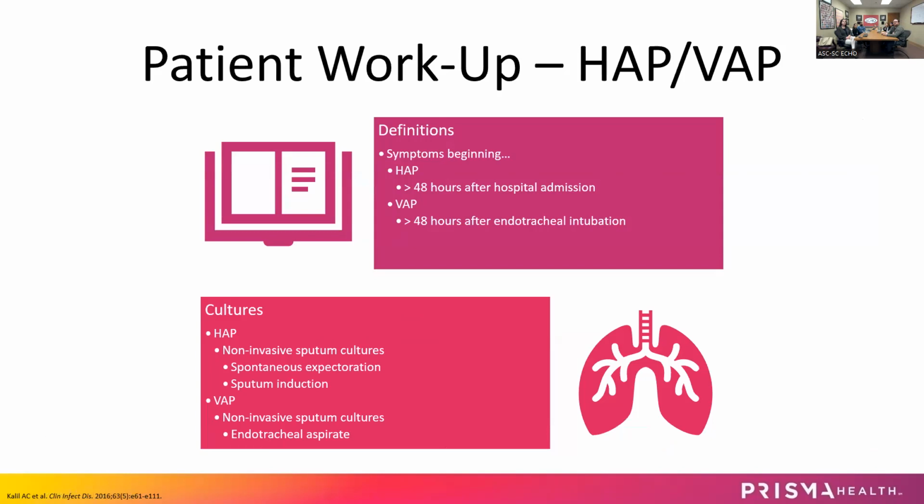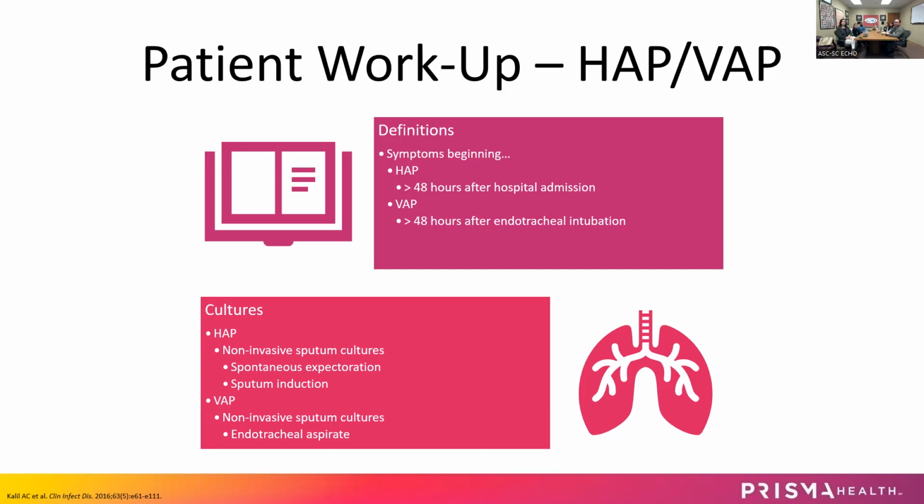Definitions of HAP and VAP essentially circle around when the symptoms begin. And the key time to remember is 48 hours. So you can have a patient who presents to the hospital, is admitted, and within 24 hours they develop a pneumonia, chest x-ray is positive for pneumonia, they have symptoms. That would not be a hospital-acquired pneumonia because they haven't had enough time to be incubated with a hospital-acquired bug and develop symptoms. So that 48-hour cutoff is very important in both your hospital-acquired pneumonia patients, so that's 48 hours after hospital admission, and your ventilator-associated pneumonia patients, which is 48 hours or more after your endotracheal intubation.